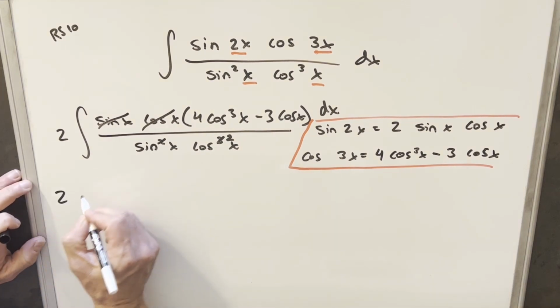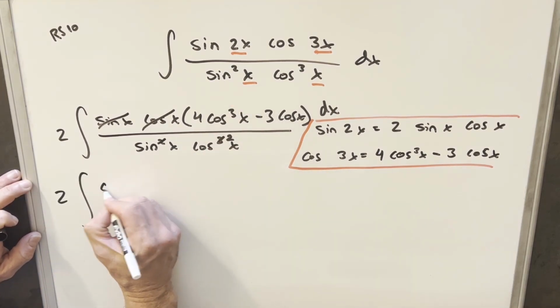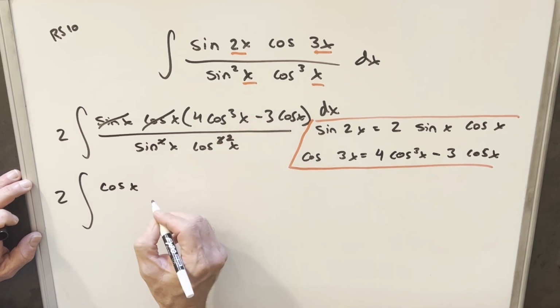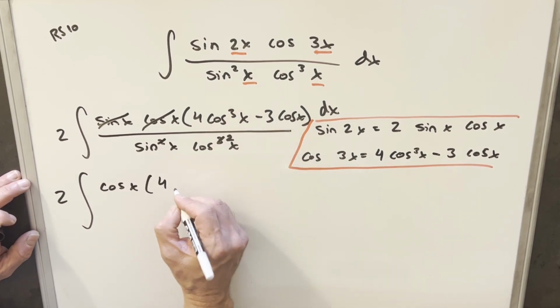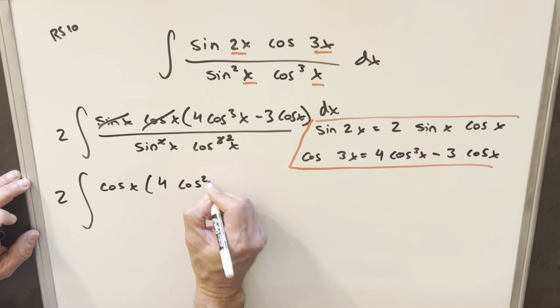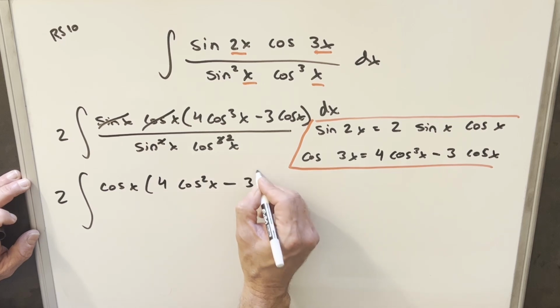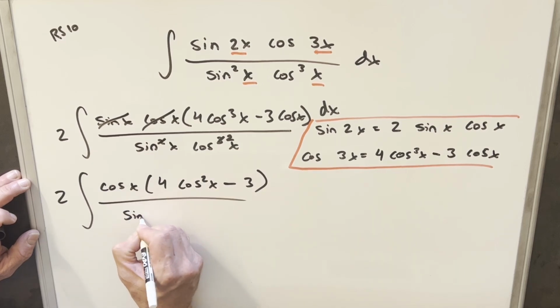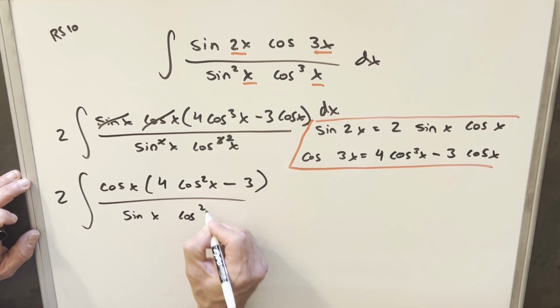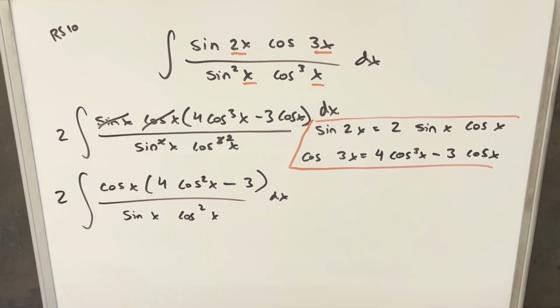And then from here, I'm going to rewrite this, but I'm actually just going to factor a cosine x out of this expression because we have cosines in both terms. So we'll factor out a cosine x and we'll have cosine squared x minus just a 3 there. And then here we're going to have sine x cosine squared x dx. And then again, I'm just going to cancel one cosine with a cosine here. And at this point, I think we've simplified it quite a bit.